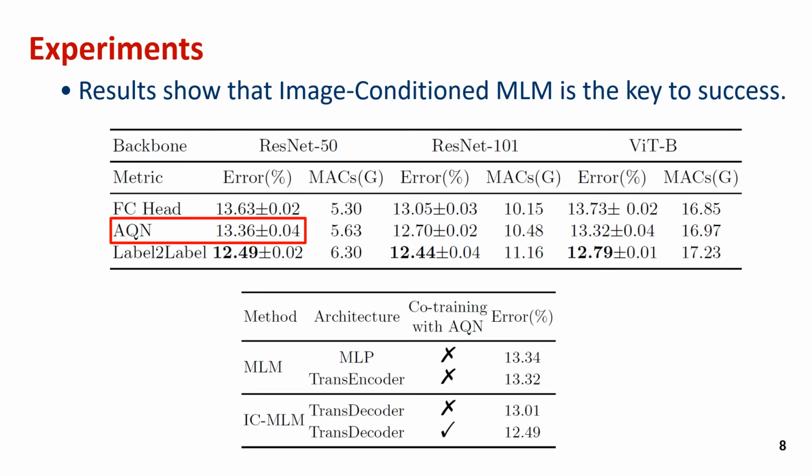We conducted experiments to show how image-conditioned MLM improves performance. We considered two network architectures to implement MLM, transformer decoder and MLP. The results show that none of them improve the performance of the attribute query network. The reason is that MLM only learns statistical attribute relations, and this prior is easily captured by attribute query network. Meanwhile, our ICMLM learns instance-wise attribute relations. We jointly train ICMLM and AQN, which achieves significant performance improvement. These results illustrate the superiority of our proposed ICMLM.